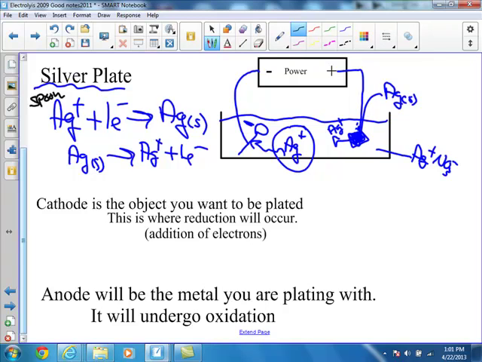So, the cathode is the object you want to be plated. This is where the reduction occurs. The anode will be the metal you are plating with. It will undergo oxidation. Alright, hold on. I can't write that fast.